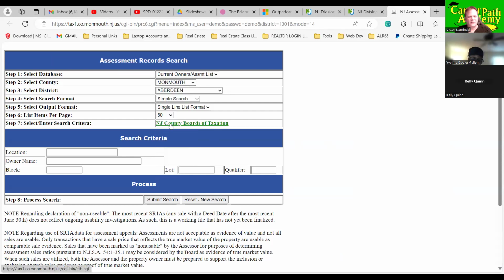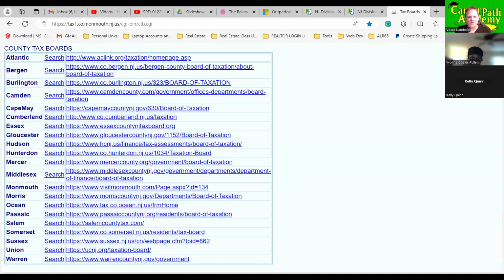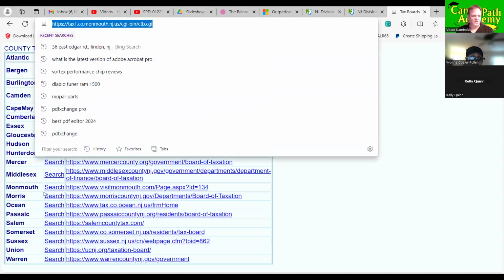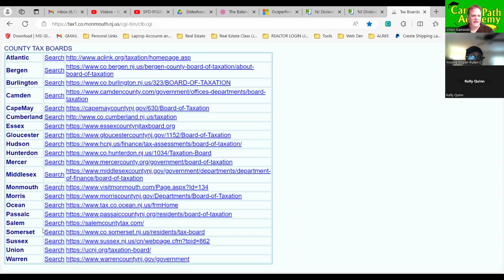Oh, by the way, here's that link to all the New Jersey tax boards as well. Let me add these things to our class links Word document. Okay. We have the Somerset system, and then we also have a link to all 17 of these tax boards. These aren't all the tax boards. These are just the tax boards that are included in this search engine that I just gave you access to.